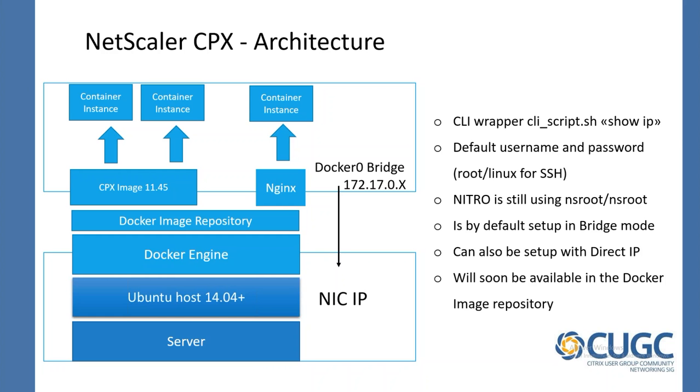When you want to run CLI commands on the CPX, you have to use our CLI wrapping command. So you use the CLI_script.sh, and then you enter the command you want to run. When you want to access the CPX using SSH, it has another default username and password, which is root and Linux for the password. But if you want to use the Nitro API, it's still nsroot. As I mentioned, by default, it's set up in bridge mode. We can specify that the CPX should be published using a direct IP address of the Docker host if you want to. Also, the CPX image will soon be available in the Docker image repository. As of now, we need to download it from the Citrix download site.